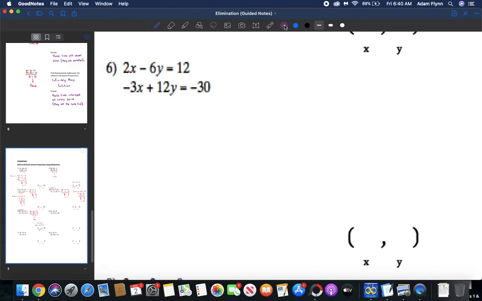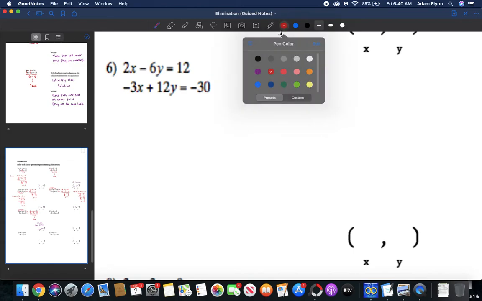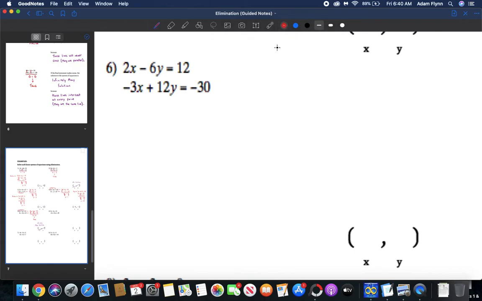All right, so for number 6, I have to pick a variable to eliminate. Looking at 2x and negative 3x, I'm going to have to scale both equations here unless I'm going to scale by a fraction, which I try to avoid at all costs. If I take a look at my y's, I've got negative 6 and positive 12. 6 goes into 12, so that means I'm only going to have to scale the top equation here. So y is probably my best candidate here.